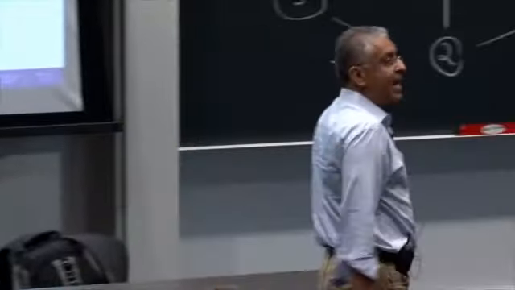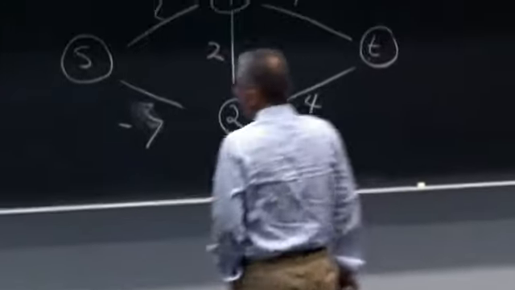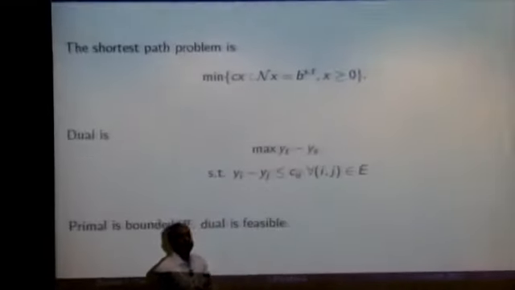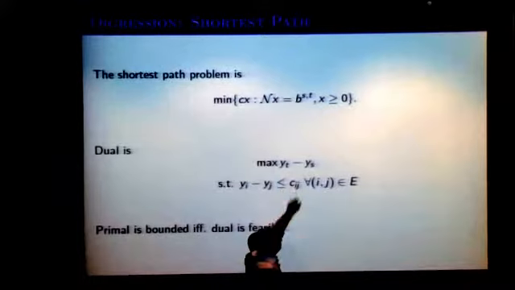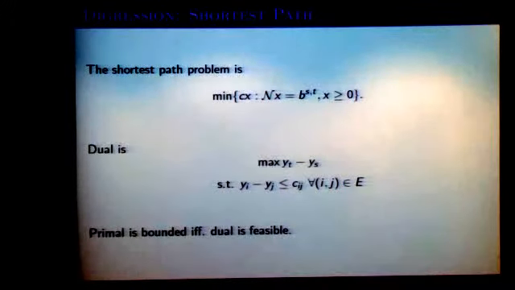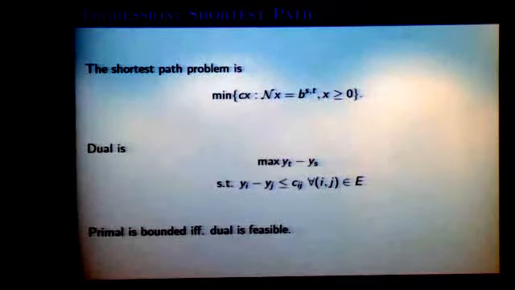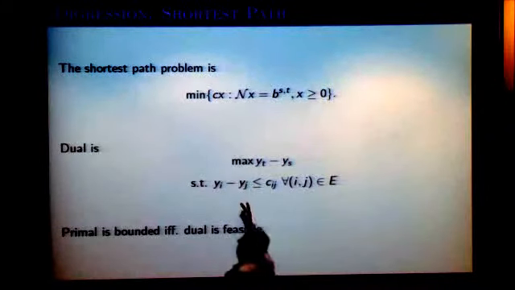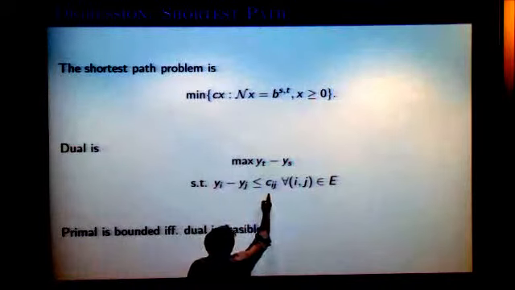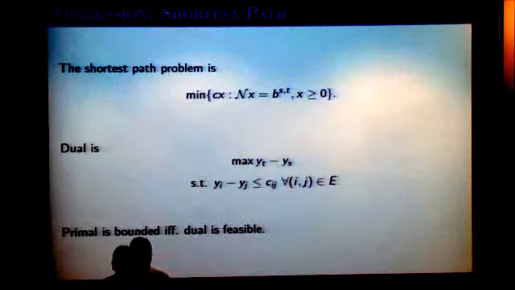Now, it's worth writing down the dual to the problem of finding a shortest path. On the previous slide, I was just setting up what a linear program might look like. That's not really interesting. Here's the dual. I'm maximizing yt minus ys, so for each vertex I have a variable, which is typically called a node potential. And here are the constraints: yi minus yj is less than or equal to cij.